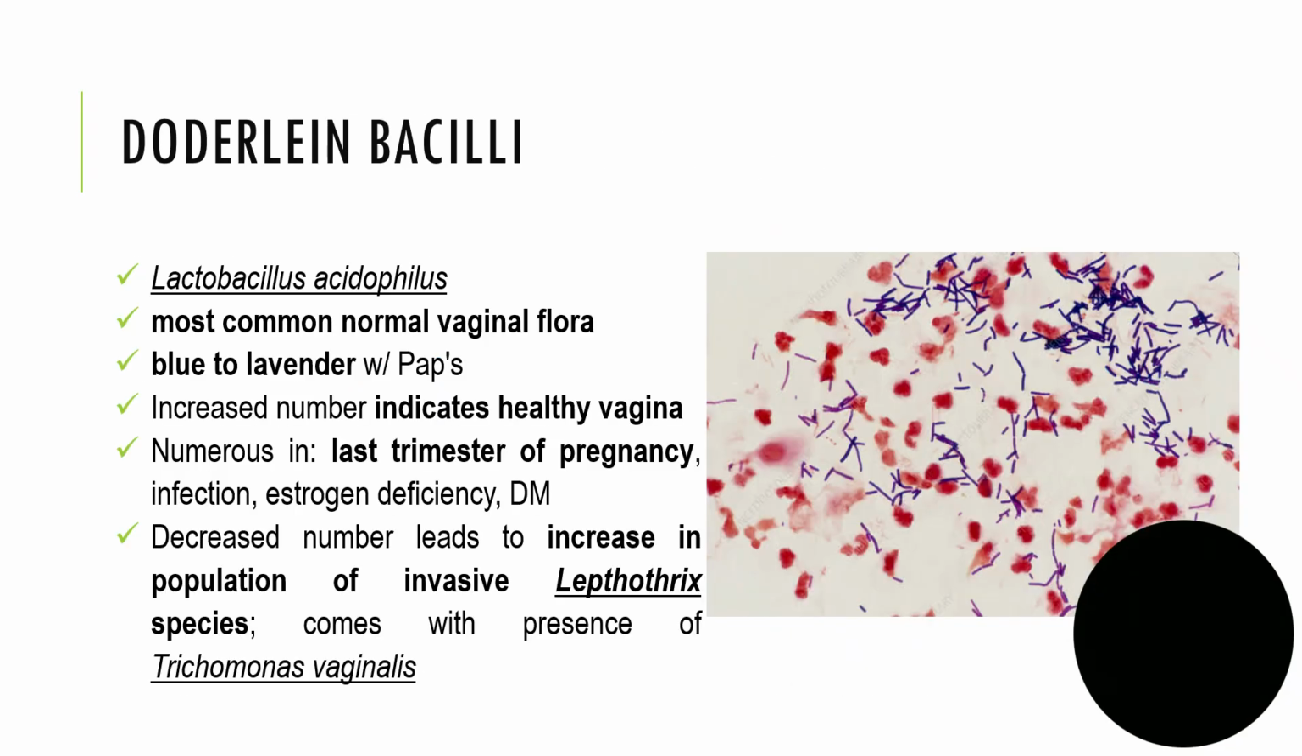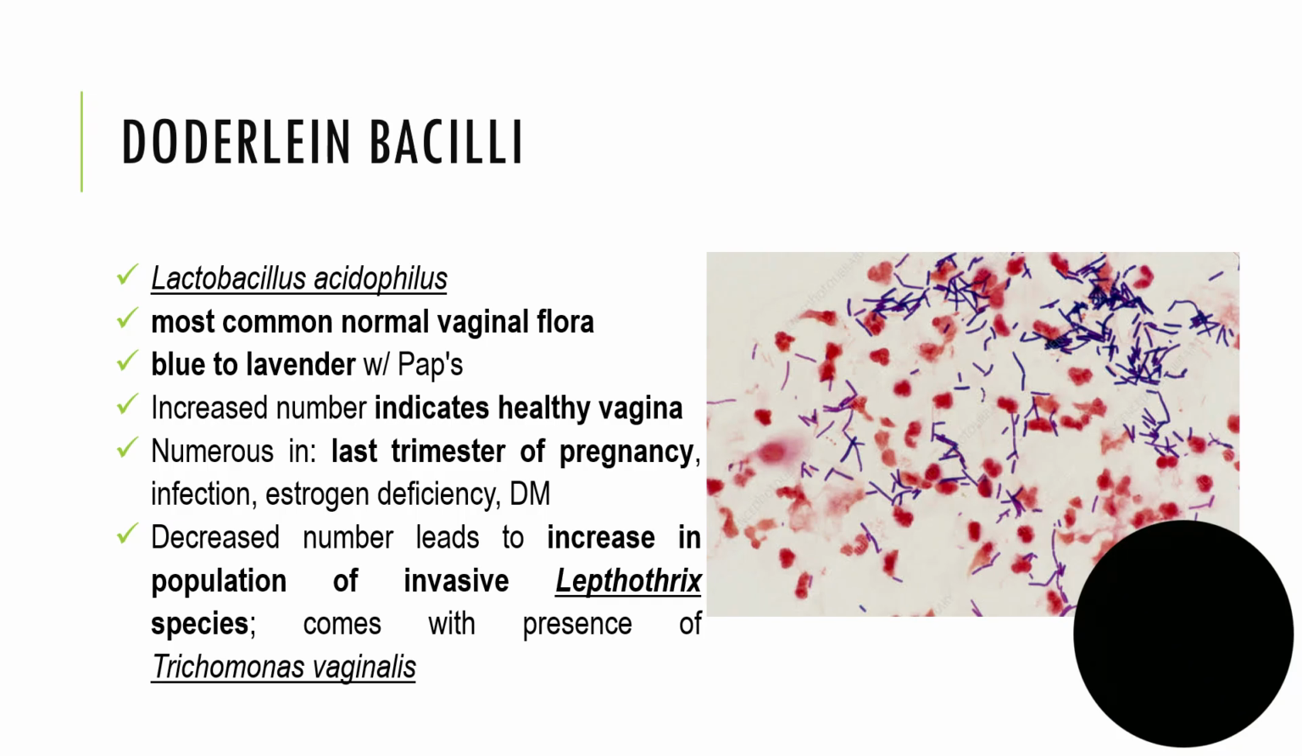Next, we have the Doderlein bacilli, also identified as Lactobacillus acidophilus. These are the most common normal vaginal flora. On pap stain, they appear blue to lavender in color. An increased number of Doderlein bacilli indicates a healthy vaginal environment. These organisms maintain the acidic pH of the vagina, approximately 3.5 to 4.5, which suppresses the growth of pathogenic organisms.